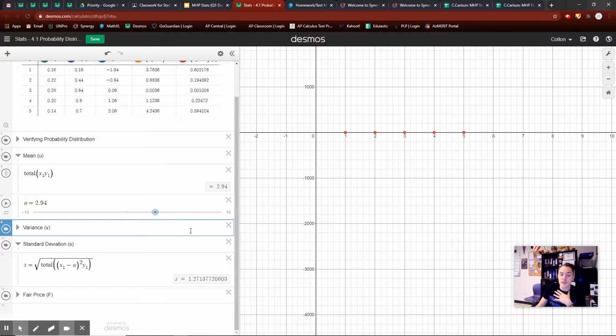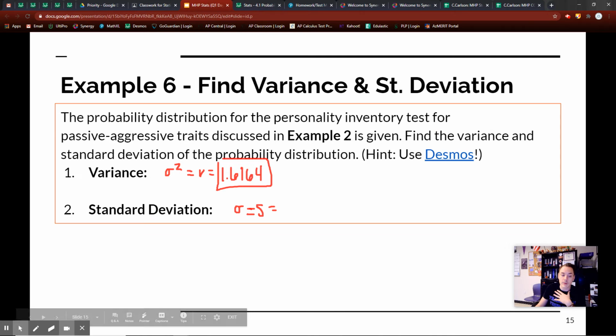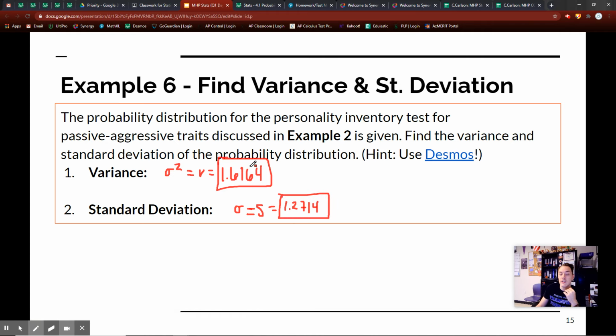So 1.2714. So I'm going to go back here and I'm going to type that in. 1.2714. That is how I find my standard deviation and variance. Okay? I hope that makes sense. I really do. I hope it does make sense.